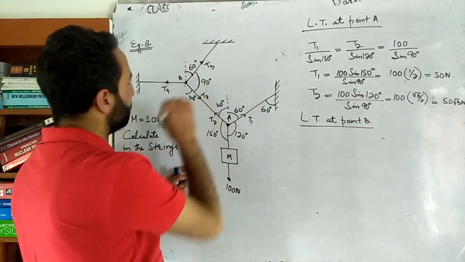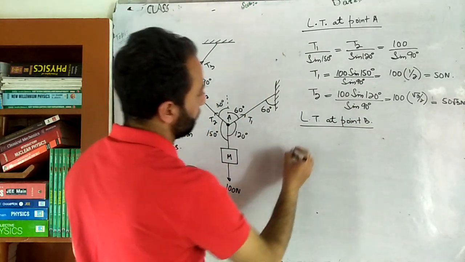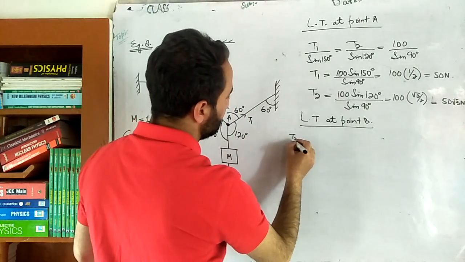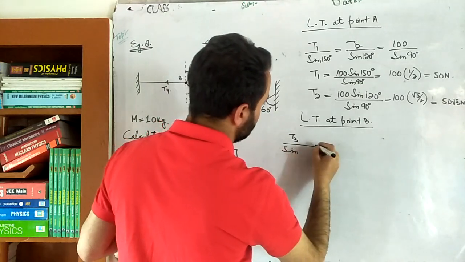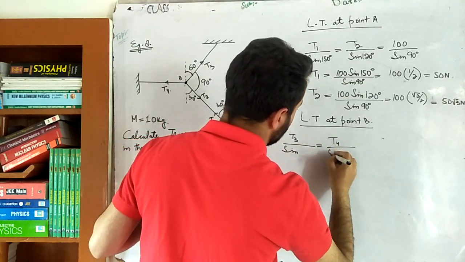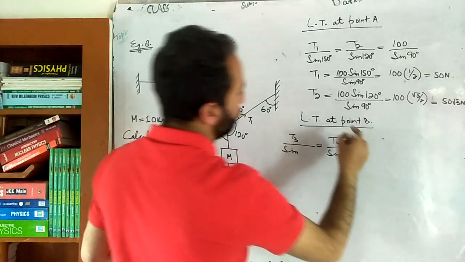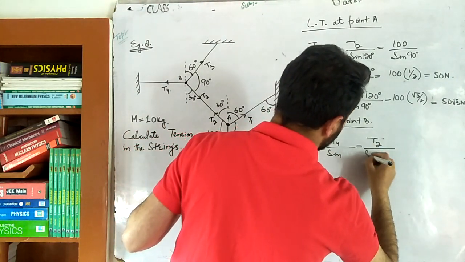It will be like this. Now how many tensions are there? There are three different tensions. So I will start with T2. I will write like this: T3 over the sine of its opposite angle is equal to T4 over the sine of its opposite angle, is equal to T2 over the sine of its angle. We know the value of T2.